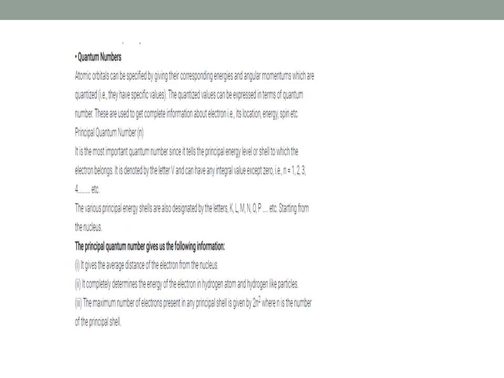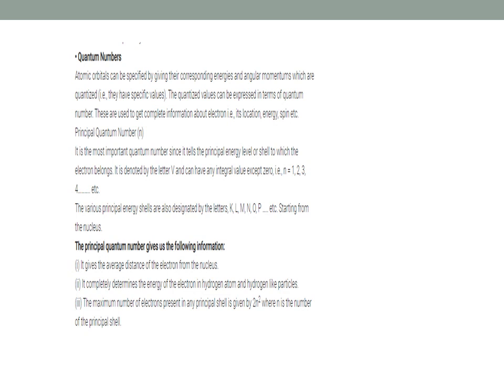Quantum numbers. Atomic orbitals can be specified by giving their corresponding energies and angular momentum, which are quantized. The quantized values can be expressed in terms of quantum numbers.